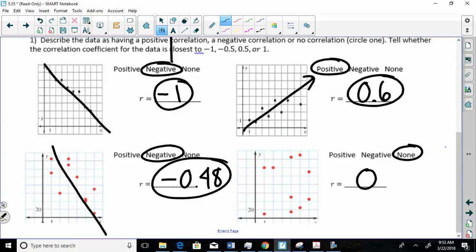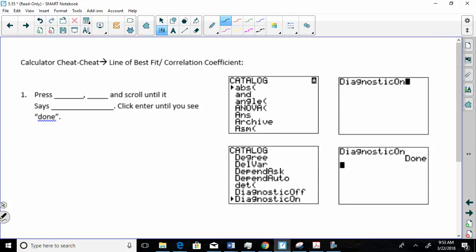Good question. I'm going to show you how to get those numbers, and that's what I'm showing you now. So we're going to go to the calculator cheat sheet, that little page that you have, and I'm going to show you on the calculator. I don't need you to do this by hand. So I'm showing you A, how to do Mr. Kinesi's work on the calculator, doing that line of best fit, and B, how to get your correlation coefficient.